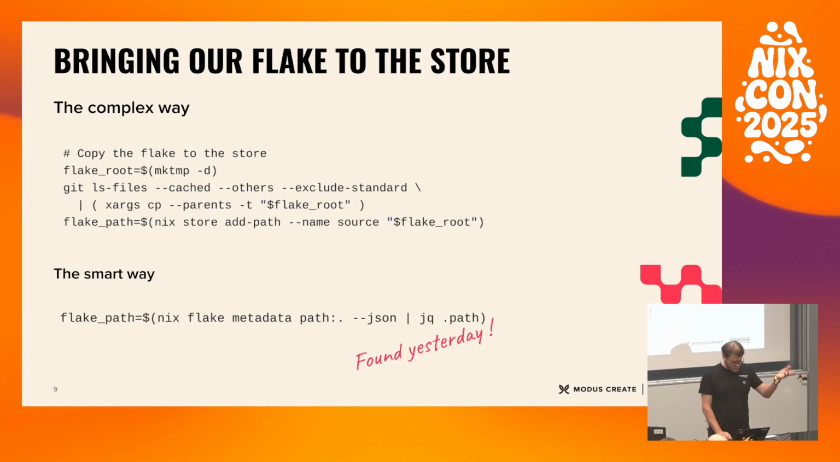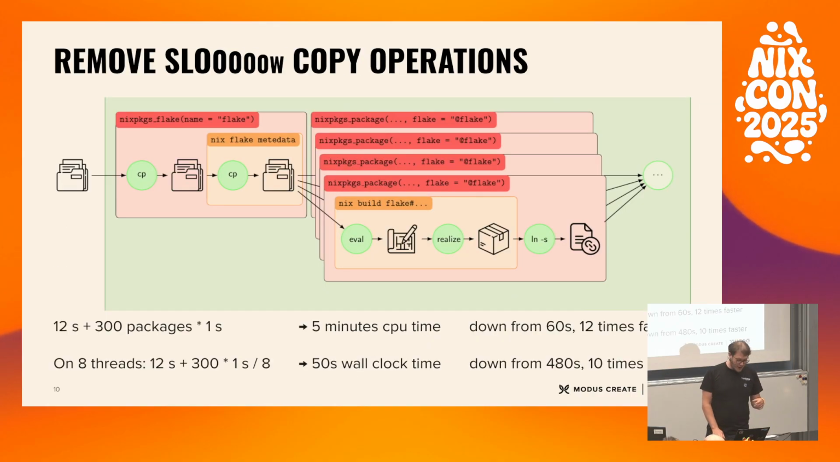And then yesterday it occurred to me that there is a very simple way to do that. Just nix flake metadata, it does it for you, just extract the path, and it happens to be a store path. So sorry about this very complex way, now I know how to do it better. But anyway, in the end, you have this flake path, and you can send that to all the evaluations.